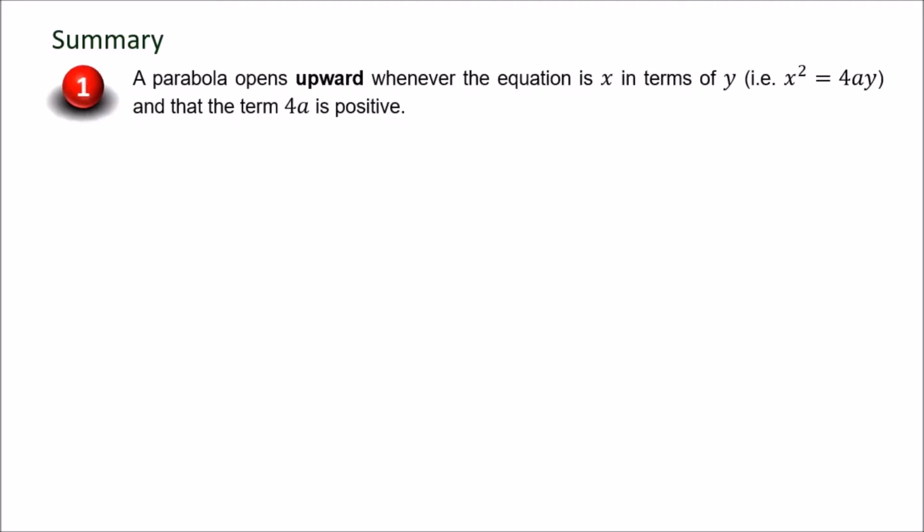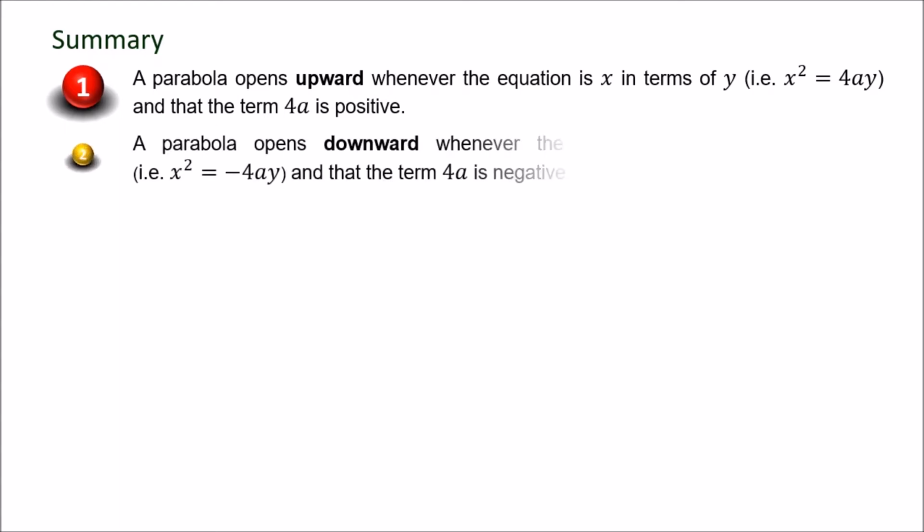Just a quick summary. From the examples, we can generalize that a parabola opens upwards whenever the equation is x in terms of y, i.e. x squared equals 4ay, and the term 4a is positive. A parabola opens downward whenever the equation is x in terms of y, i.e. x squared equals negative 4ay, and the term 4a is negative.